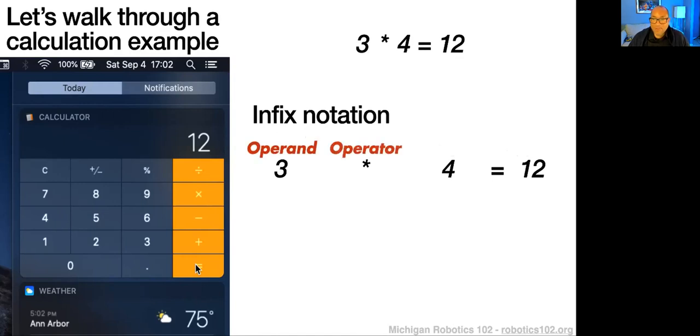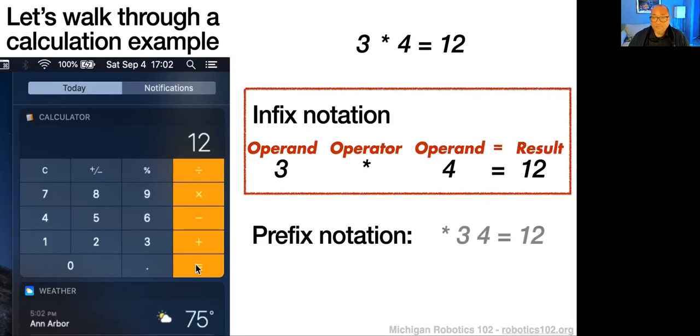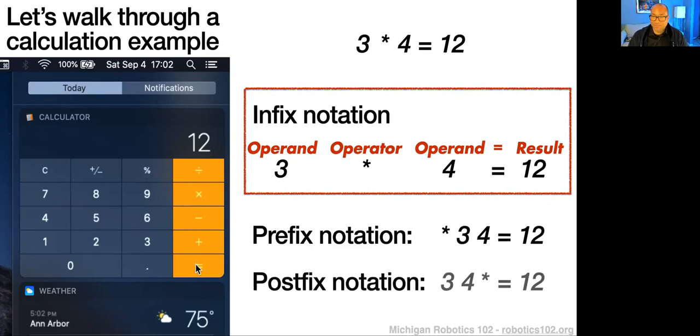Then you apply an operator that's in between them. It's in between a second operand, and that really expresses what operation we're performing, and then that produces a result on the right hand side of this equal sign. Infix notation, you know, you don't have to do things this way. You could have prefix notation where the operator came first, followed by two operands, or you can have postfix notation where you had two operands and then the operator.